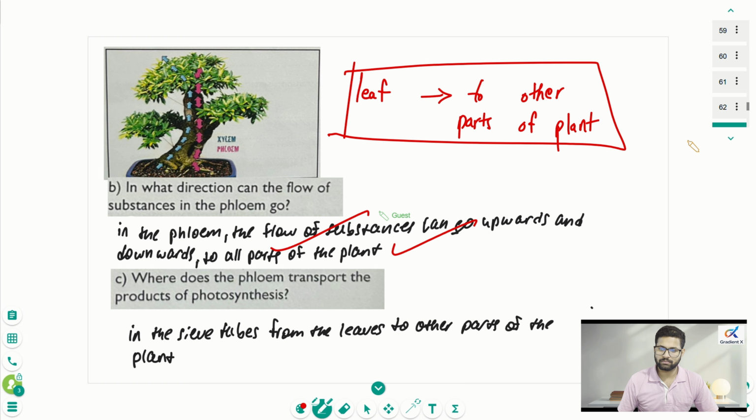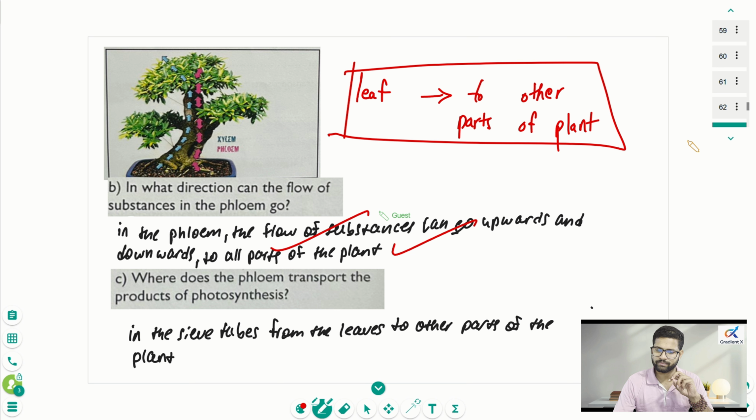Where does the phloem transport the products of photosynthesis? In the sieve tubes from the leaves to other parts of the plant. My dear, I'm just going through the IGCSE checking patterns. If you're writing this, it will be correct. In phloem, the flow of substances can go upwards and downwards to all parts of the plant, because they are only asking the direction, so it is okay. But in this question, where does the phloem transport the products of photosynthesis, here you have to specify this.